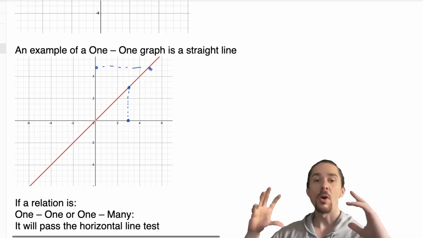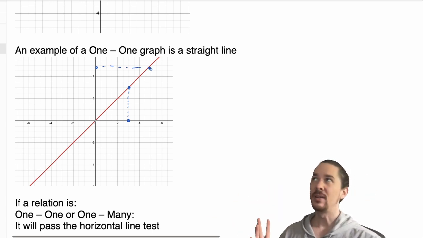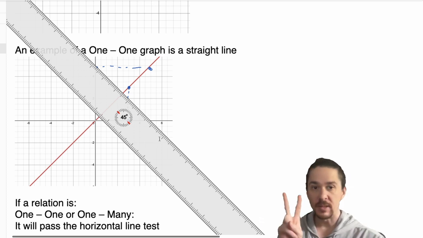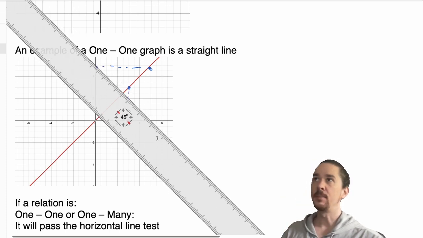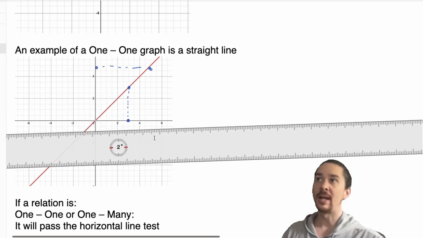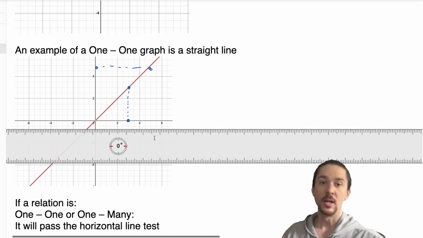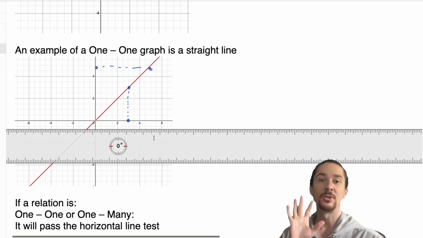Now, there are tests that we can use here. I'm going to explain the test in two ways. Firstly, I'm going to talk about a horizontal line test. You're going to spend most of your time thinking about a vertical line test, so I'm going to finish with that.